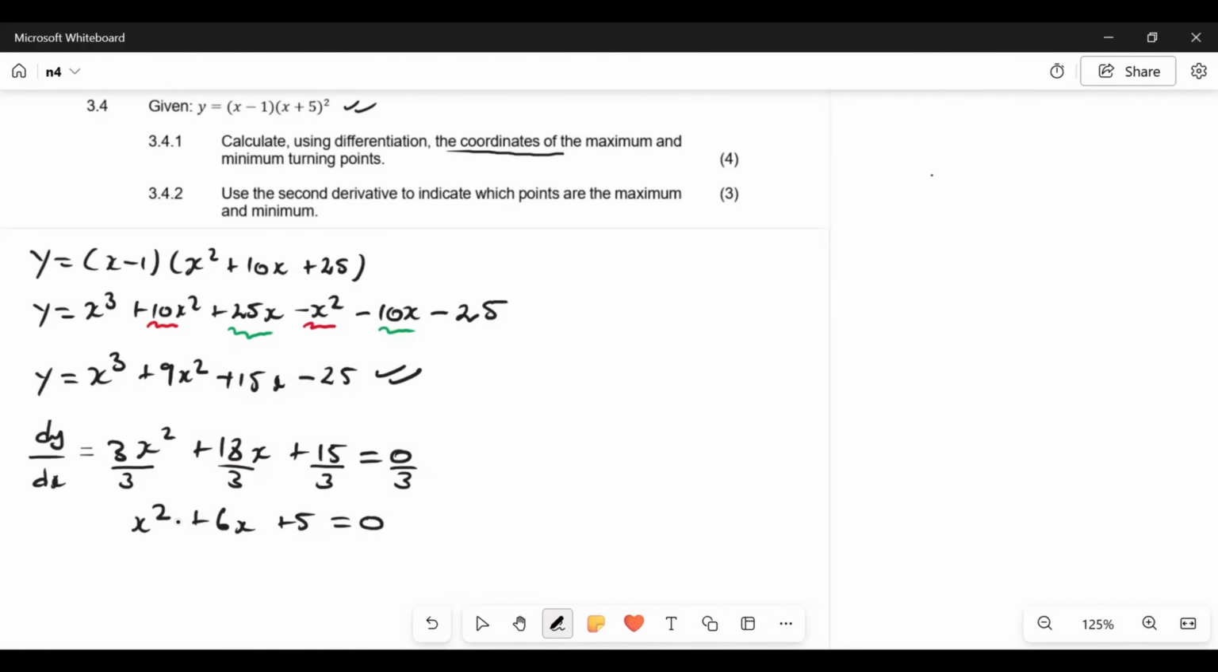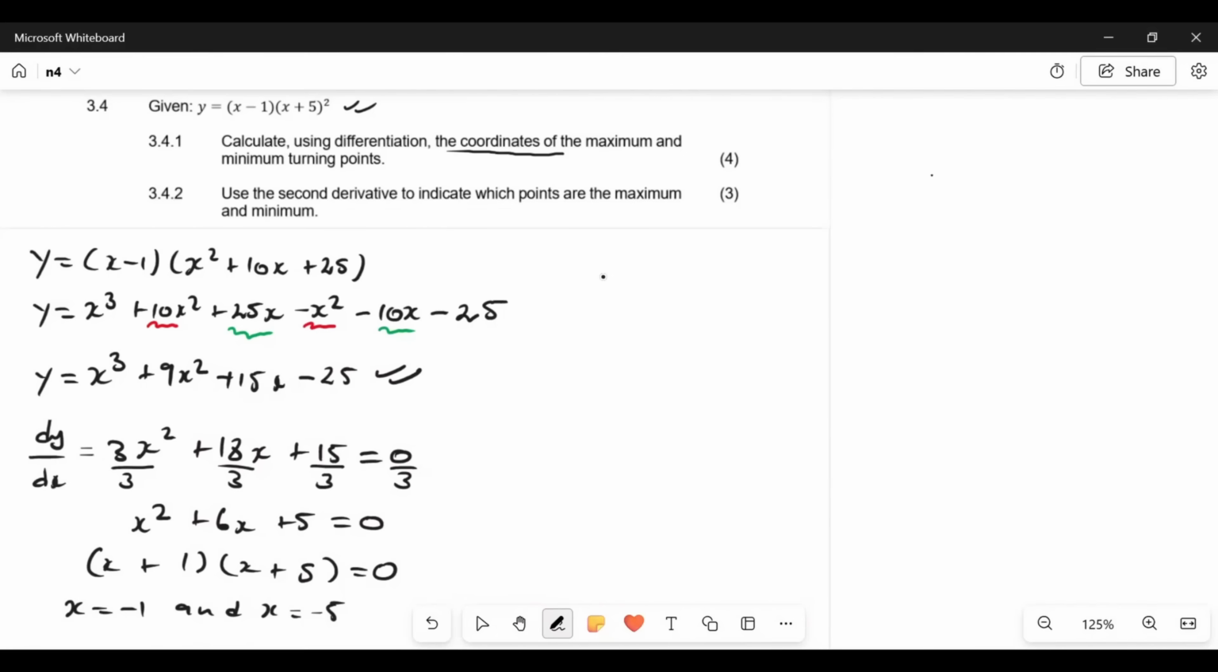Now we need to factorize this so that we can find the x coordinates. So if you factorize, two brackets there, we have x and x, right, for x squared. And the factors of 5, when you add them, they give you 6. It's actually 5 and 1. If you multiply 5 and 1, you're going to get 5. But if you add 5 and 1, you're going to get 6. So plus and plus, because everything is positive, equaling to 0. So we can say x is equaling to -1 and x is equaling to -5. Now we have the x coordinates for the turning point.